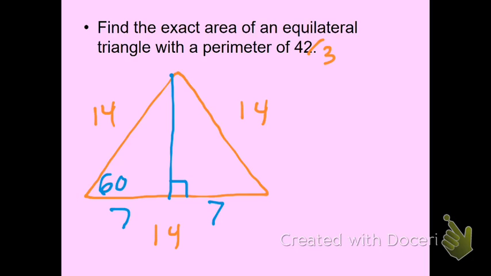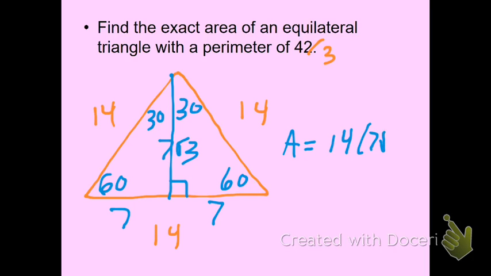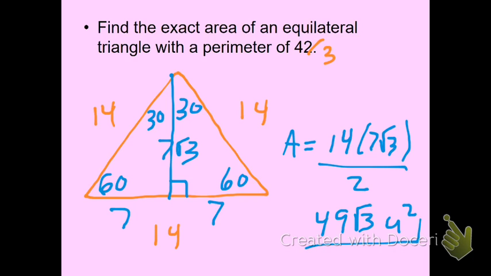And since this was equilateral, not only does it create two congruent triangles when you split this in half, it creates two congruent 30, 60, 90 triangles, which would make this height right here 7 root 3. So when I'm finding the area, I could do the base, which is 14, times the height, which is 7 root 3, and then divide by 2. 14 over 2 is 7. 7 times 7 is 49. So my area is 49 root 3 square units. Made up a word.